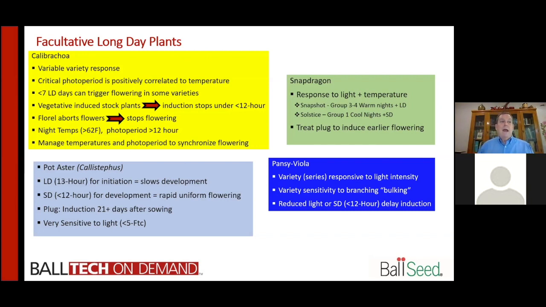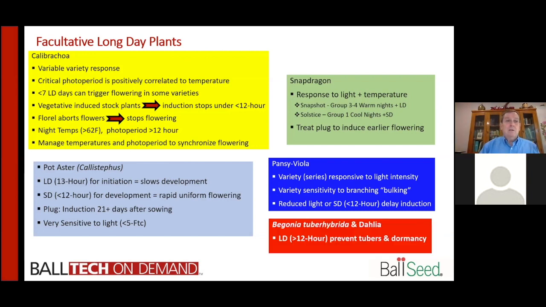Make sure that you have at least 21 days after sowing, which is when they're sensitive to flower induction in the plug stage, and they're very, very sensitive to light conditions.